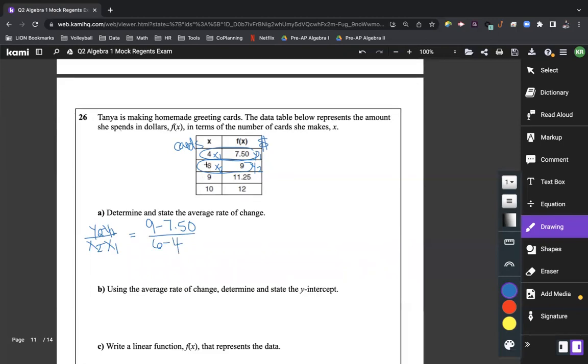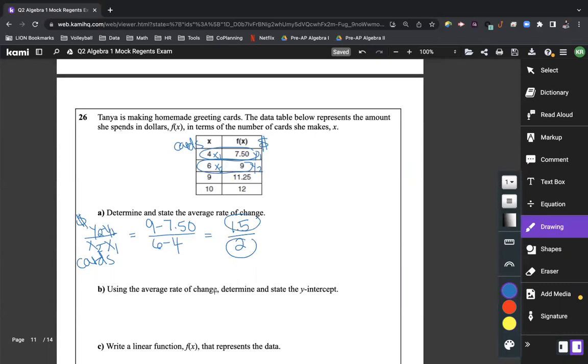Now, you can also do this with these 2 order pairs or these 2 order pairs. As long as they're in order, it doesn't matter, but you will always get the same answer, okay? So 9 minus 750 is 150 over 2. So what this is telling me, right? Remember, the Y's are the money and the X's are the cards. So this is telling me that Tanya is making $1.50 for every 2 cards that are made.